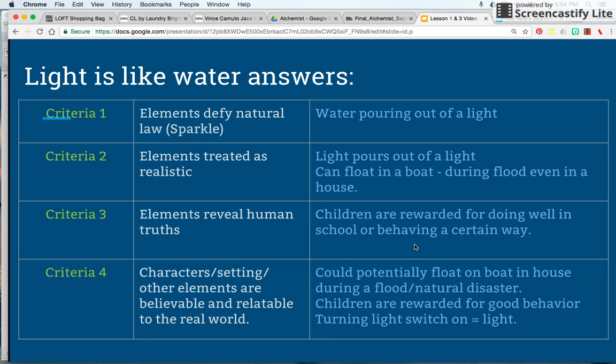A lot of what we already said. You could potentially float in a boat in your house during a flood or a natural disaster. Children are generally rewarded for good behaviors, and turning a light switch on would allow light to pour into a room.